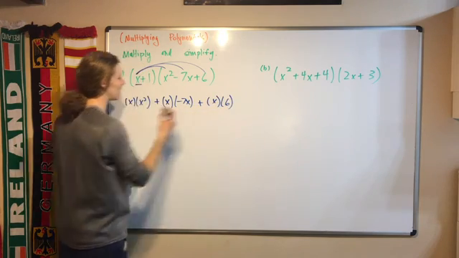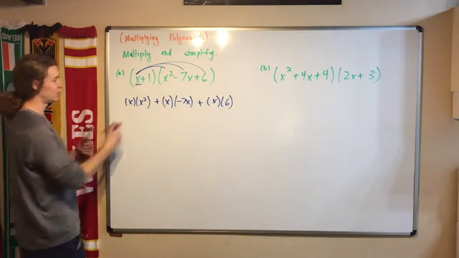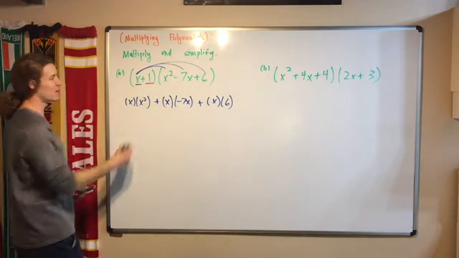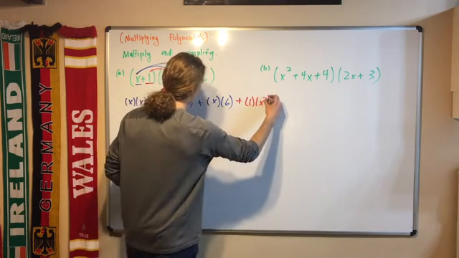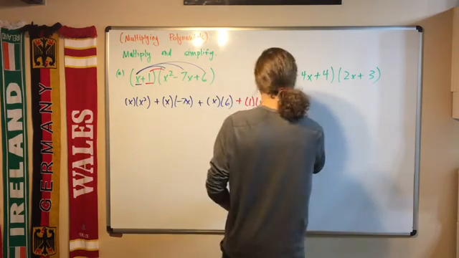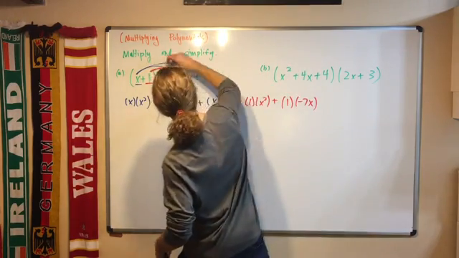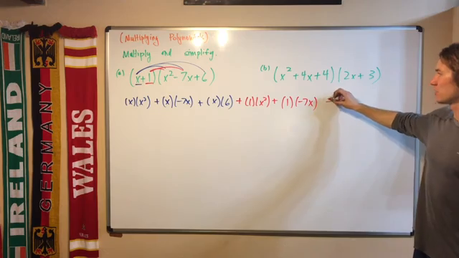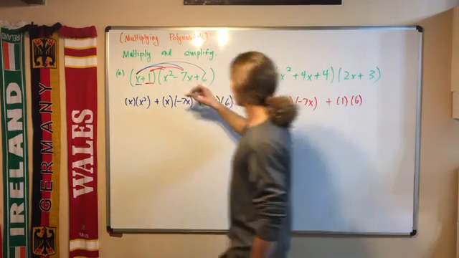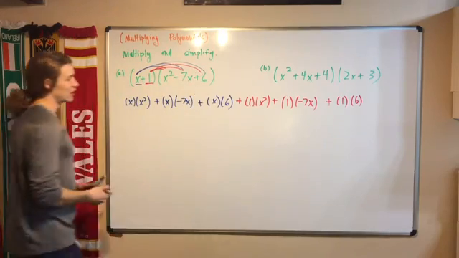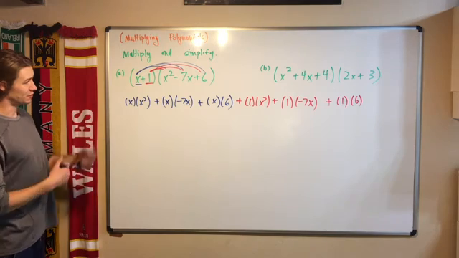Okay. And now we can go on to our next term in our first polynomial, which is 1. So I can multiply 1 and x squared. I can multiply 1 and negative 7x. I can multiply 1 and 6. And you can see now that I've completely multiplied these polynomials.